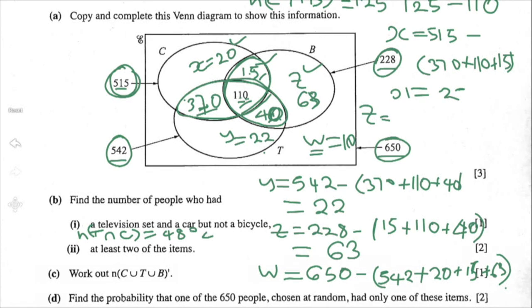So we can say 480 minus 110 there. So we calculate this, 480 minus 110, that will be 370 there. So this 370 is the number of people with a television set and a car, but not a bicycle. Amongst the people with a television set and a car, there are those with a bicycle, so we deduct those and get that 370.